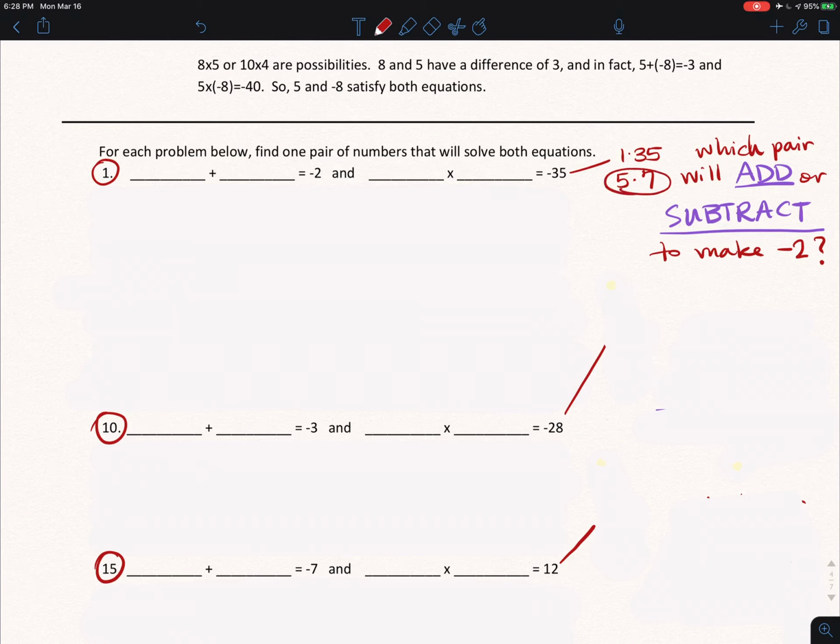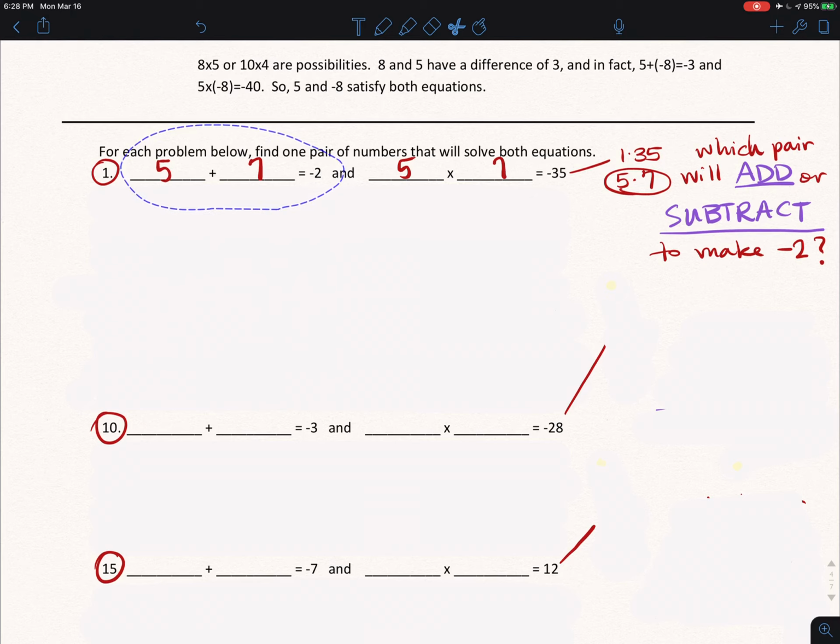All right, so let's do this. Let's put 5 and 7 in the blanks. We're still not worrying about the positives and negatives. So we have a 5 here and a 7 here, same over here. But we know that 5 plus 7 does not equal negative 2.